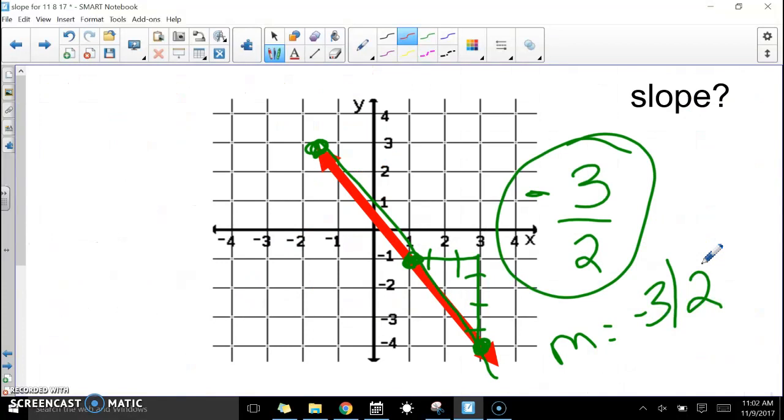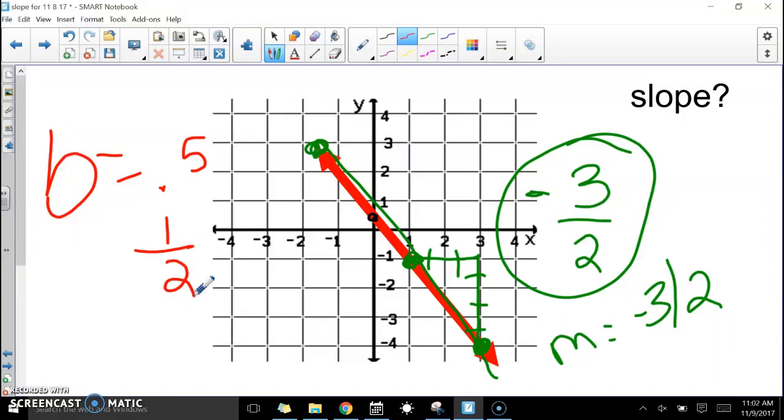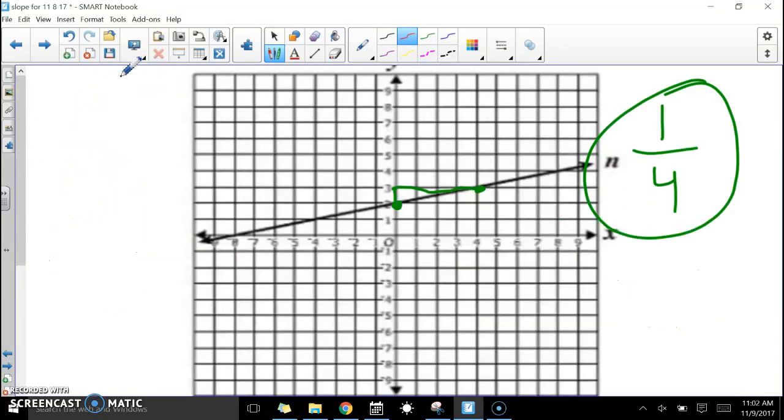Okay. All right, here's the next one. I already calculated my slope, which was negative 3 over 2, and I need to find my y-intercept. In this case, it looks like it is crossing in between the 0 and the 1, so we're just going to say our y-intercept is a half. So we'll say 0.5, or if we wanted to write it as a fraction like this. So there's my y-intercept. For this one, m equals 1/4, and b equals, right here, 2.